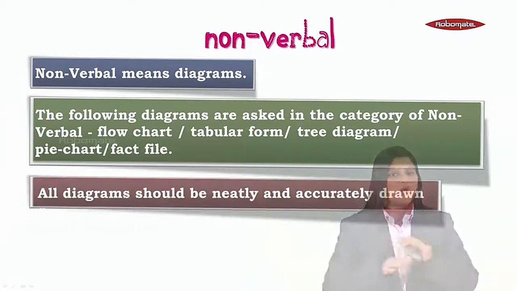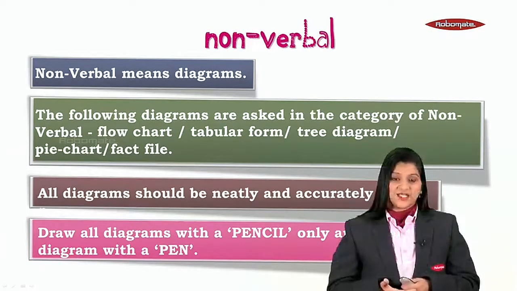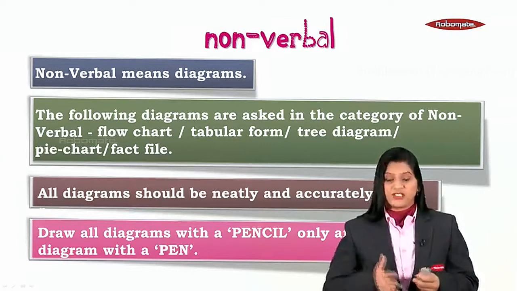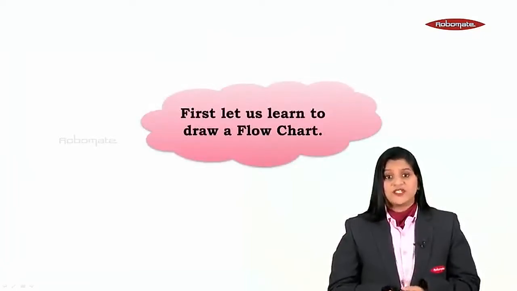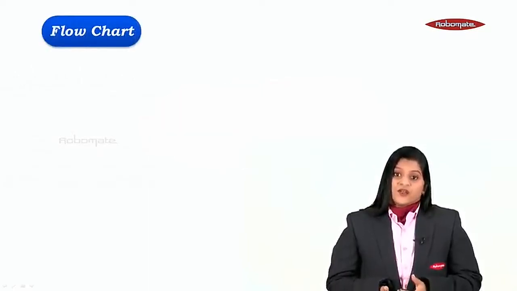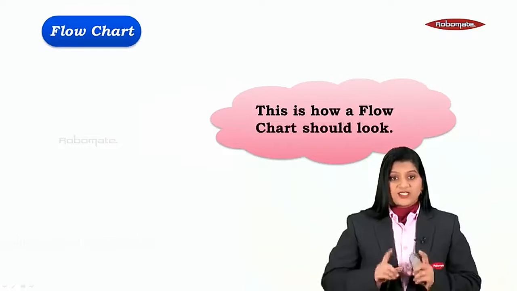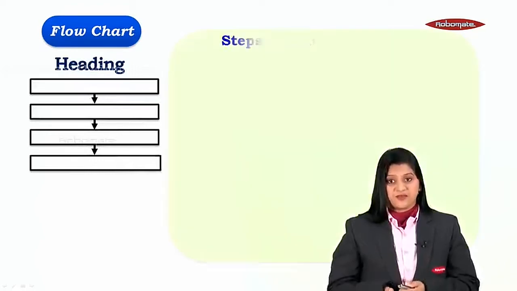Now, all diagrams should be drawn neatly and accurately. Draw all diagrams with a pencil only and label the diagram with a pen. Okay, understand that you cannot use colors or sketch pens for the drawing. It should be with a pencil and a pen only. Now, first let us learn how to draw a flow chart. Okay, this is how it should be looking. The heading, and then you'll have a few boxes and fill up information in it.